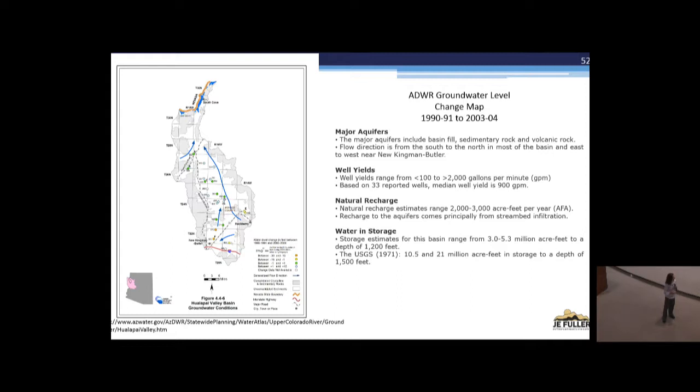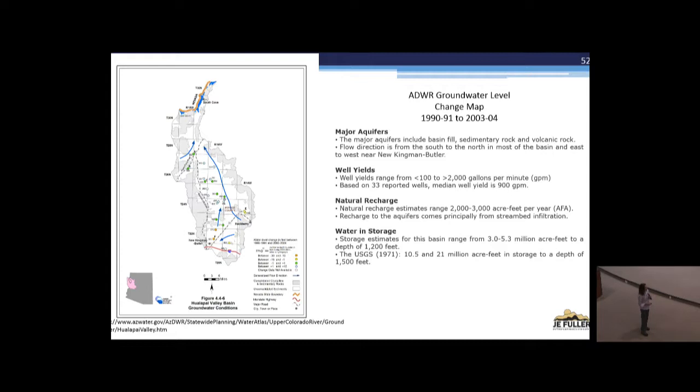And basically the greens and blues are positive change and the reds are negative change down in here. It still says these flow lines are still moving in the mostly north direction toward Lake Mead, except for this one right here, which happens to be moving toward Kingman. So we all understand that. There's pumping wells here, and it's induced a change in the flow regime.